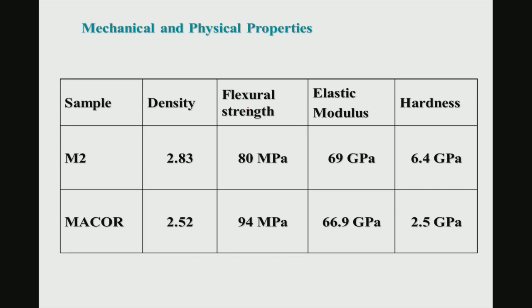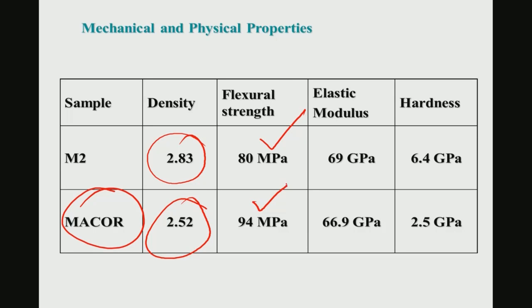So, these are some of the other properties, and a comparison with the commercial Macor-based glass ceramics. The density of our glass material is 2.8, Macor glass is 2.5. Flexural strength was 80, Macor was 94 MPa. Elastic modulus was 69, here it is 67 gigapascal. Hardness was 6.4, and the higher the hardness, the better the wear resistance and the better the durability of these materials. Our experimental material, I put a star, and why? Because it really has much better properties than one of the commercially available dental glass ceramics.